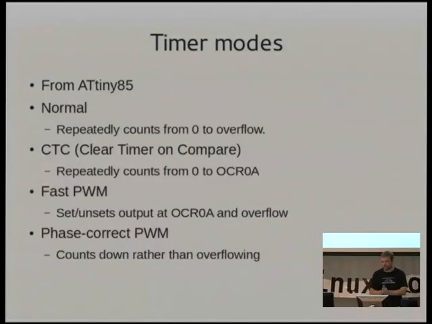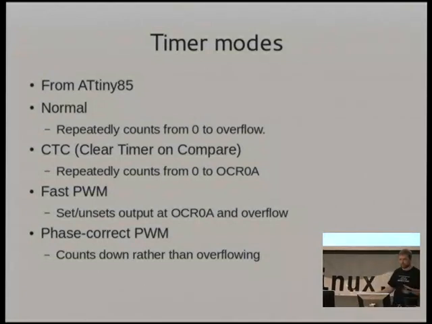So the timer modes are just different ways of counting. In the documentation for the chips, it's shown as a waveform, and they're called waveform generation options. So what you have is the normal one, which is just sort of counting up, hits overflow, back down to 0. You have CTC, clear timer and compare. So this is where you can say, I want it to count until 20,000 and then reset back to 0.